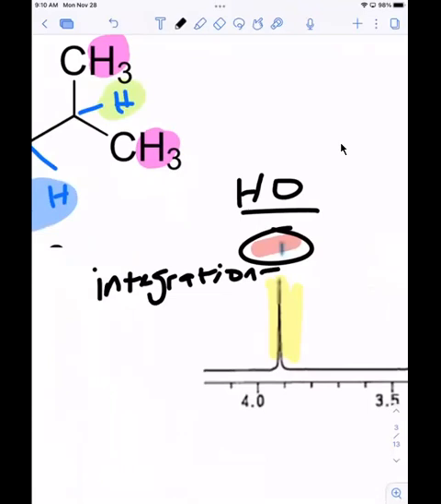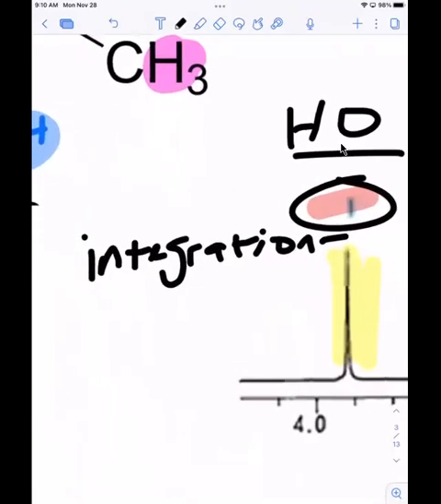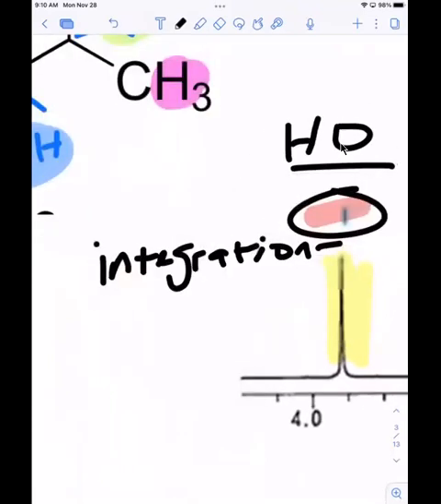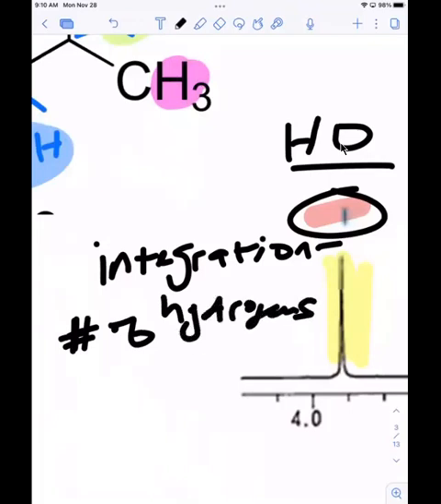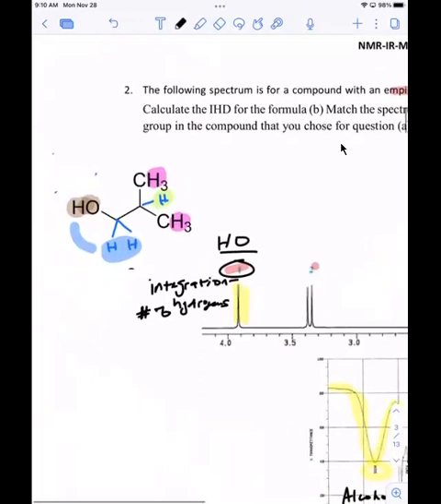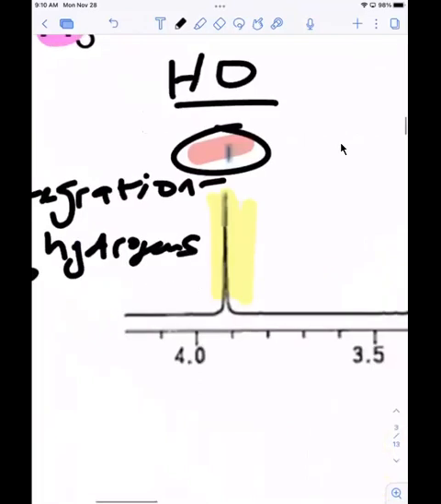Is that the n equals? No, integration is different. The n+1 rule is for the number of peaks, like the splitting, how many lines a peak is split into. Integration tells you the number of hydrogens. Right, so that's an OH, so it's only 1 proton. So that number over the signal, that 1 over the signal, means that this signal is representative of 1 hydrogen.